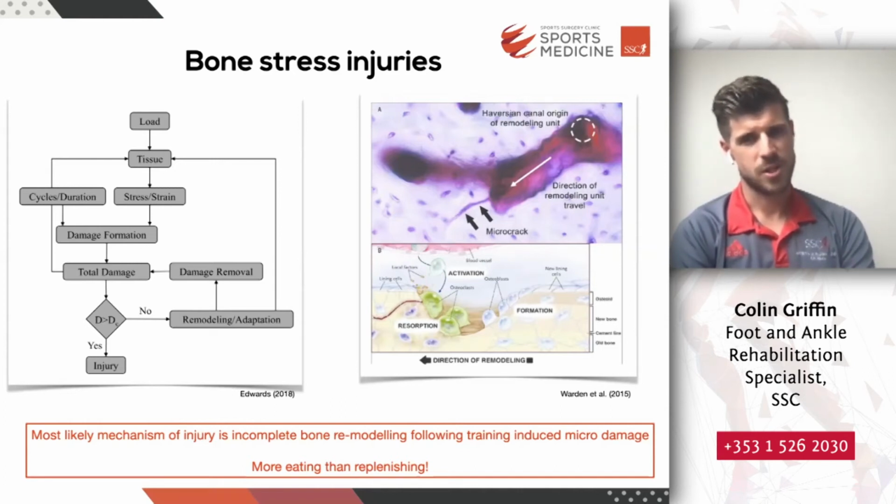And then you get osteoblast formation, which is where new bone cells start to form, and the bone starts to line up again. So essentially, when we have a failed healing in the bone, we have more eating than replenishing. So it's in that sort of energy deficit. So it's important that when we look at people with bone stress injuries, that we have good nutrition intake.